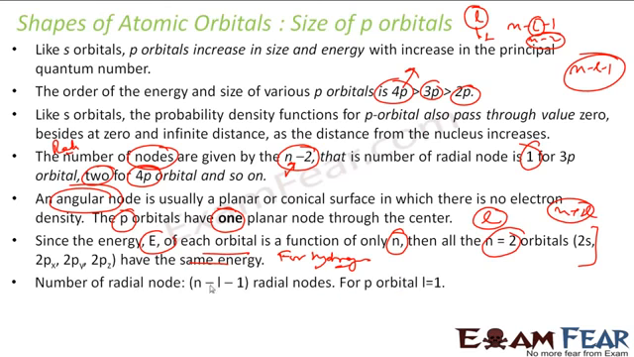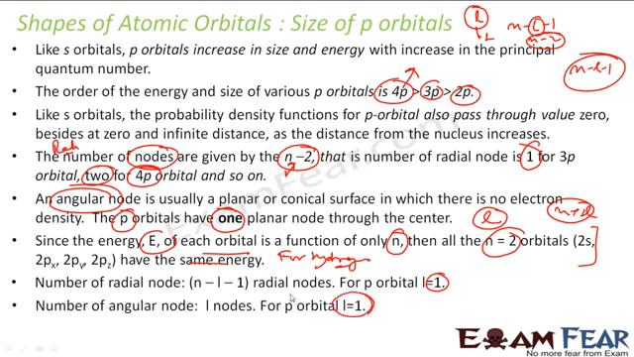The number of radial nodes is given by n minus l minus 1. And if you see for p orbital, l is equal to 1, so this becomes n minus 2. We've covered this here. And the number of angular nodes is given by l. So for p orbitals, l is equal to 1, so the number of angular nodes is always 1. This is also covered.